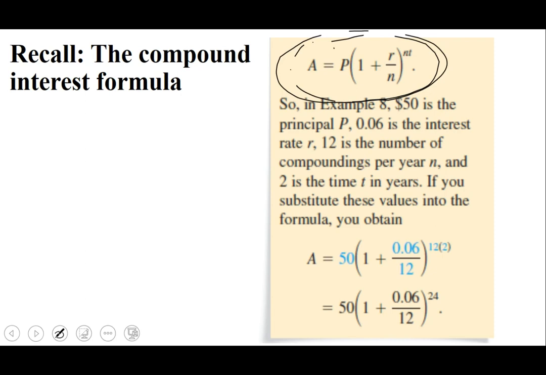So to start us off, we're talking about a $50 investment at a 6% interest rate, compounded monthly, which is 12 times per year, over a total of 2 years. If you were to plug those values into the equation, and do a little bit of simplifying, that would give you 50 times (1 plus 0.06 over 12), all raised to the 24th. These are the types of problems we would have been doing back in chapter 3 to see how much money would be in your account after a certain amount of time if there was only one initial investment.